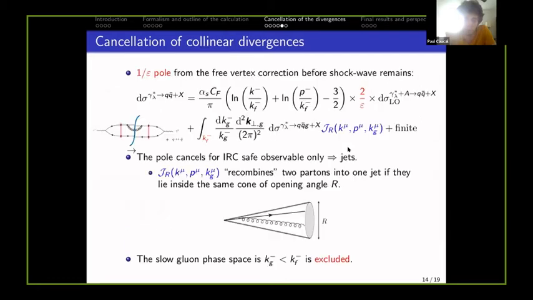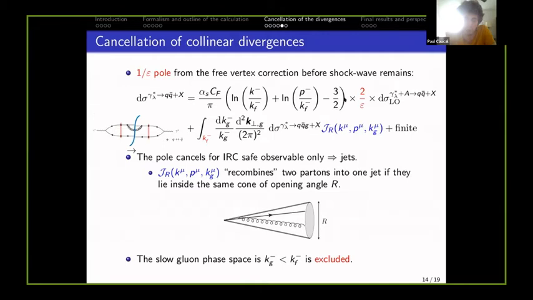All right, so now let me discuss the remaining divergence that we have, which is the collinear divergence, which, as I said before, appears as an infrared pole now in the free vertex correction before the shockwave. So this is the result for the first line, what remains after subtracting the slow gluon limit of our results, and after turning the UV pole into an IR pole. But if you add to this contribution, which comes from the virtual amplitude, at the cross-section level the integration of the real cross-section over the emitted gluon inside the jet cone, so here we need to define the cross-section in an infrared and collinear safe way to be able to see the cancellation of the collinear divergence.